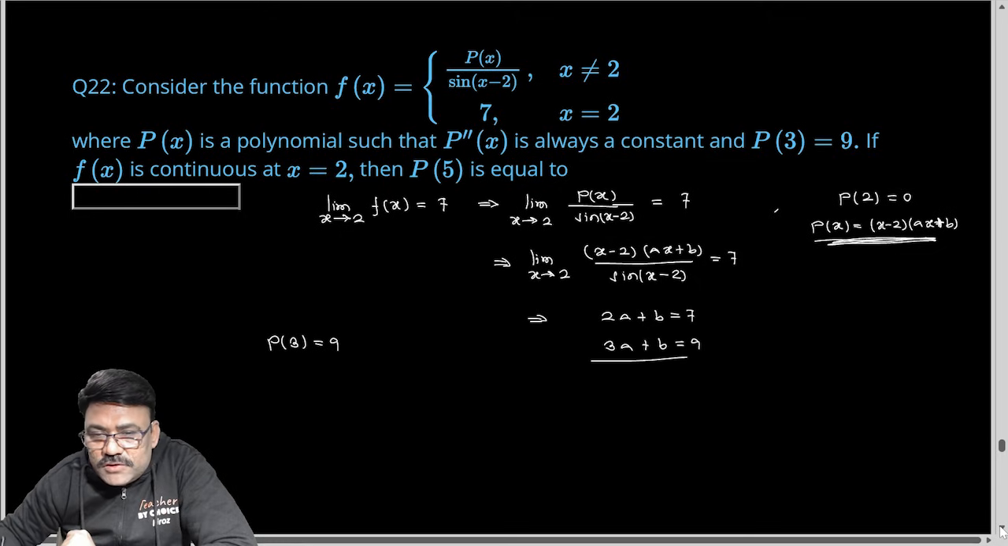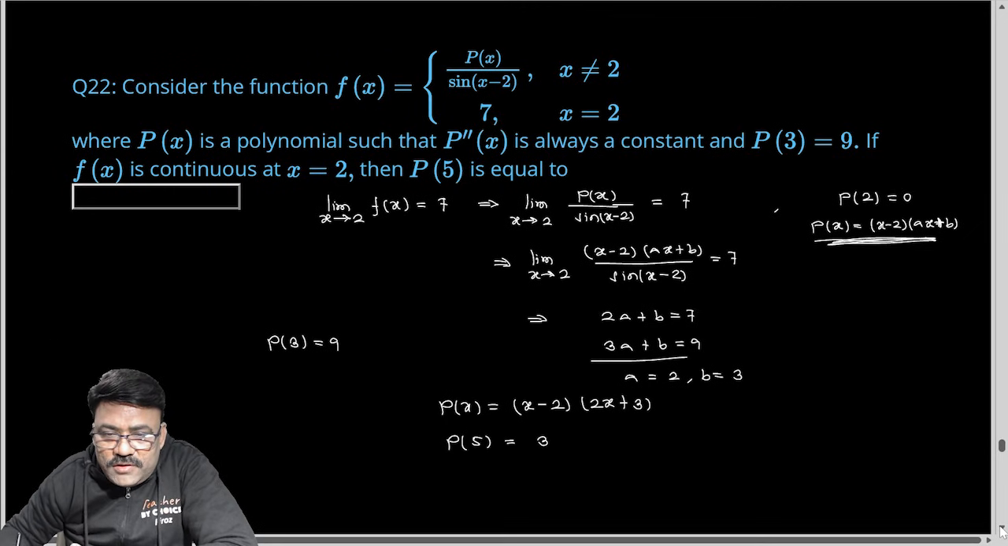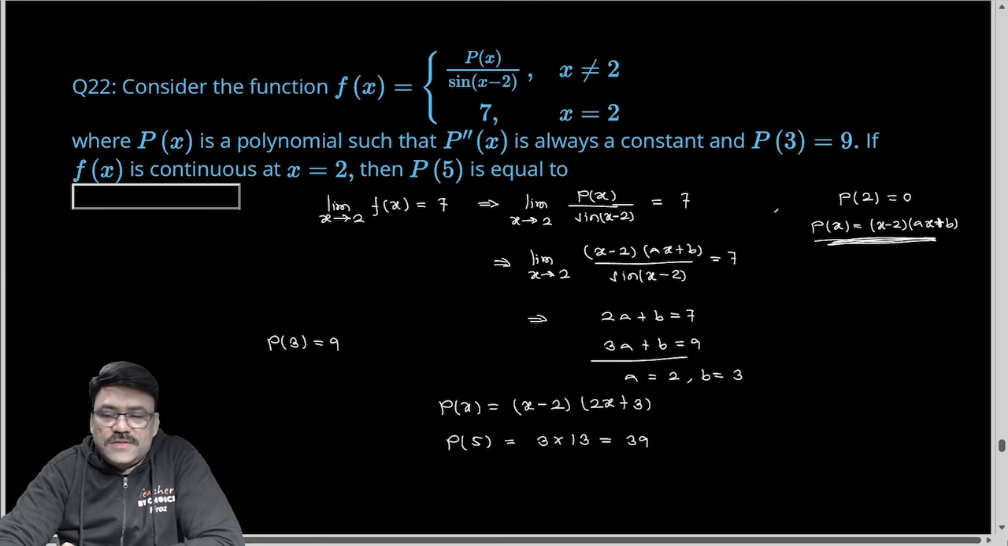If you solve these two equations, just subtract. So a will be 2. And when a is 2, b will be 3. So hence P(x) is (x minus 2)(ax plus b), with a is 2, b is 3. Now what they are asking is P(5). 5 minus 2 is 3, and 10 plus 3 is 13. So P(5) will be 39. So 39 should be the correct answer here, right?